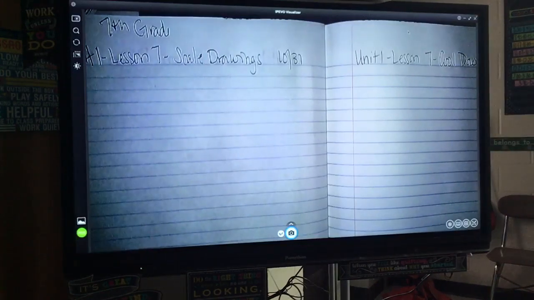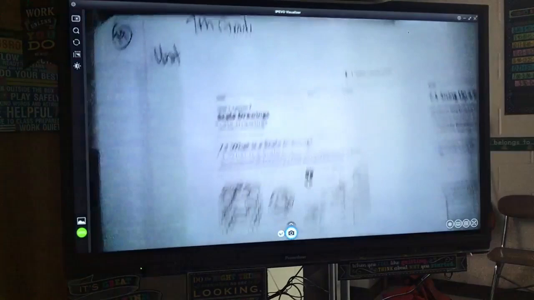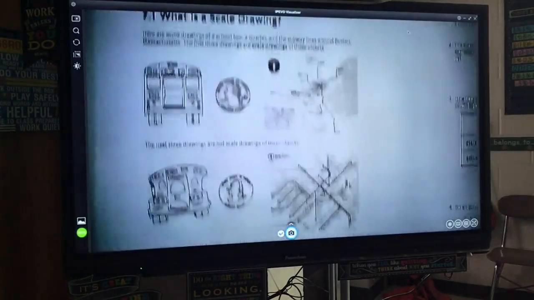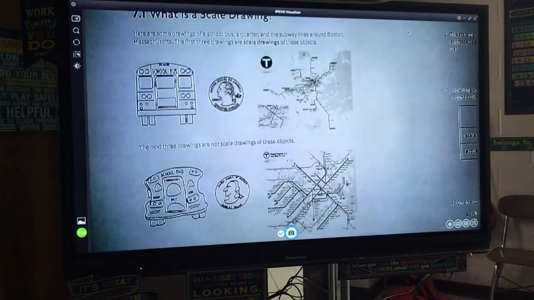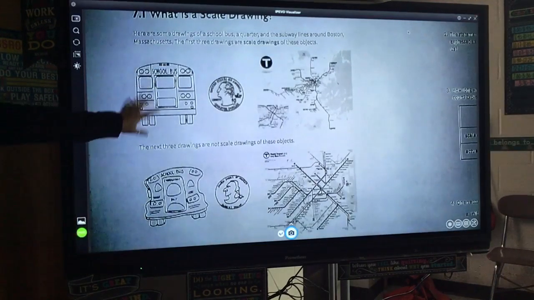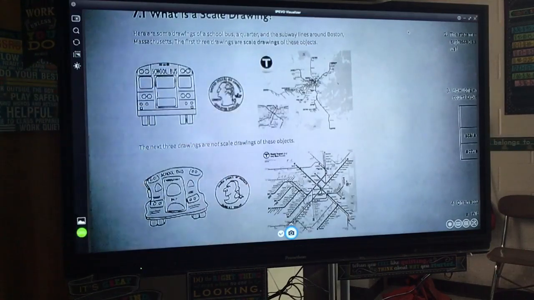All right. So, looking at our warm-up for today, it says, what is a scale drawing? So here are some drawings of a school bus, a quarter, and the subway lines around Boston, Massachusetts. The first three drawings are scale drawings of these objects. Obviously, because why? Put your pencils down. Why are these scale drawings of a school bus, a quarter, and the subway map?